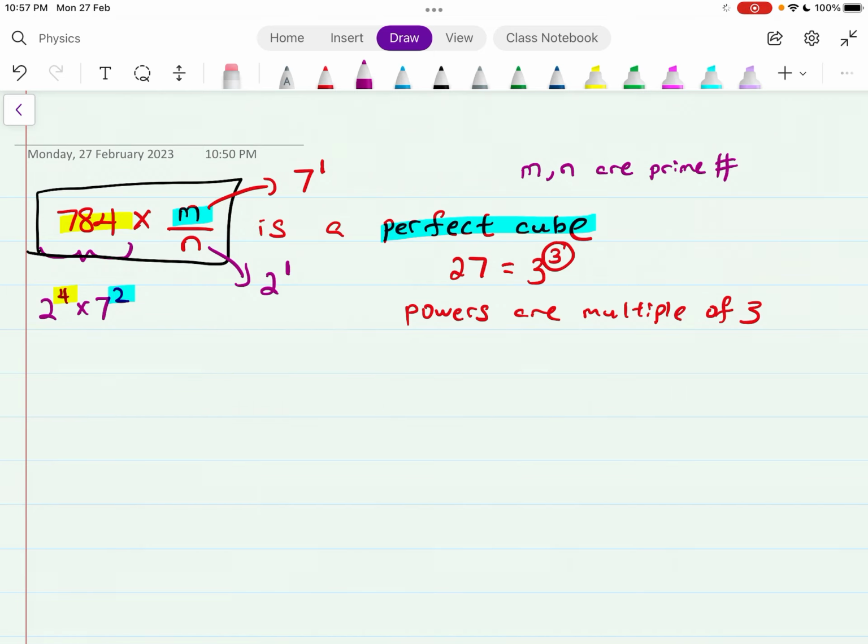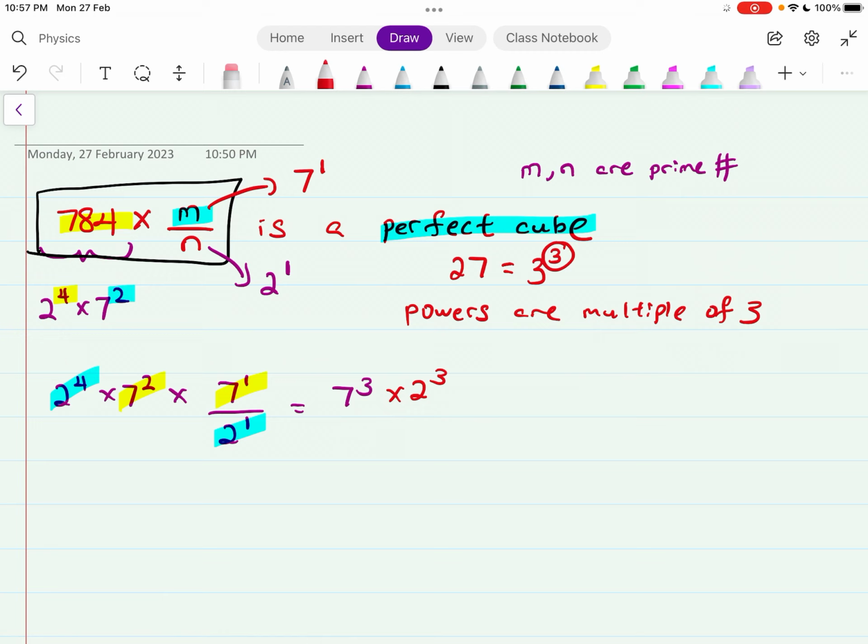Okay, so the whole thing you will see is here, 2 to the power of 4 times 7 squared, right? Okay, m is 7 to the power of 1, divided by n, which is 2 to the power of 1. So the whole thing will be 7 to the power of 3, because 7 squared multiplied by 7 to the power of 1. Next will be 2 to the power of 4 divided by 2 to the power of 1, which will give you 2 to the power of 3.